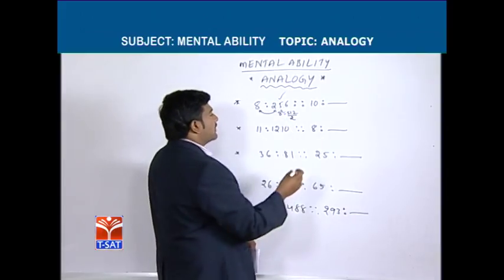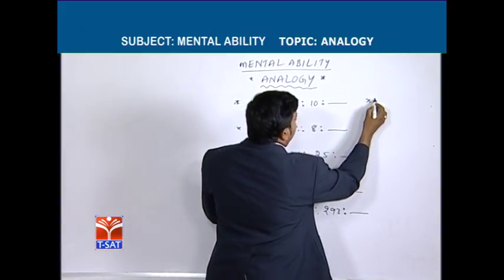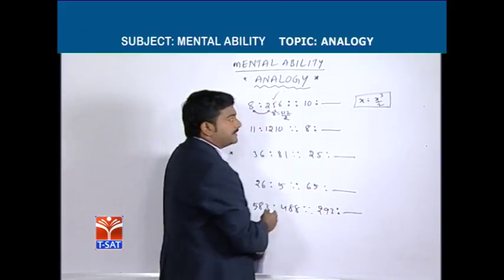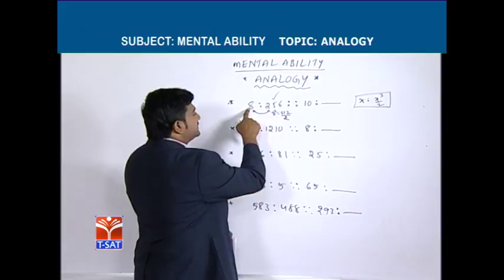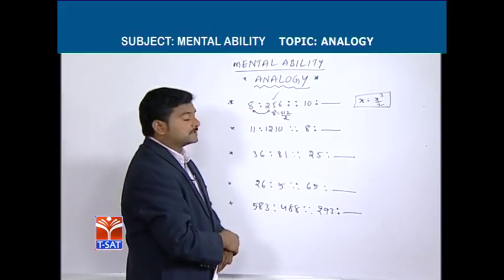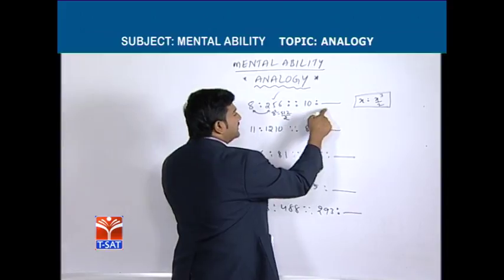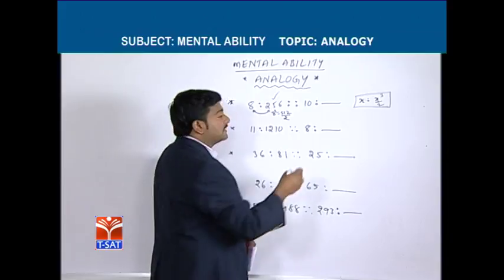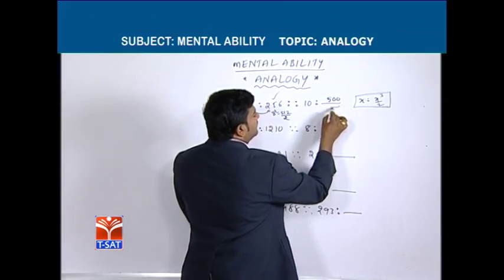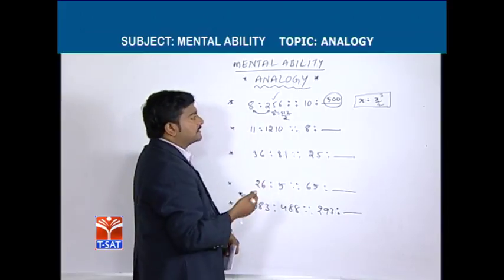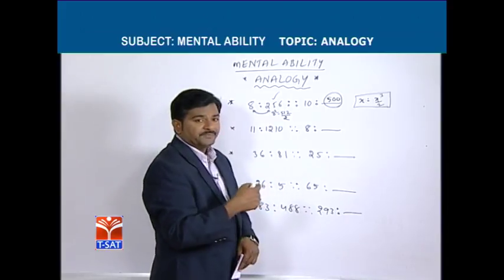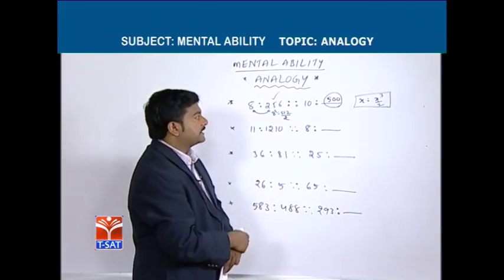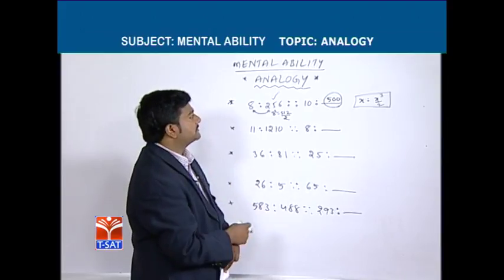Means 8 cube is 512, half of 512 is 256. So the concept involved in this is, let's say, x is to x cube by 2. If you write in general, x is to x cube by 2. So 8 is to 8 cube by 2. That is the concept involved. Similarly, 10 cube value we know, 10 cube means 1000. Half of 1000 is 500. Once again, 10 means 10 cube by 2. 10 cube is 1000, half of 1000 is 500. That is the concept involved in this question.